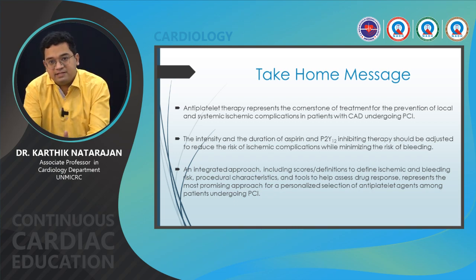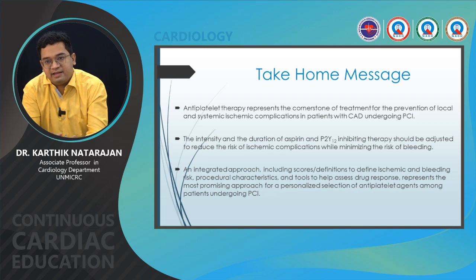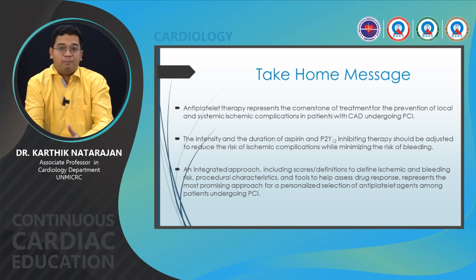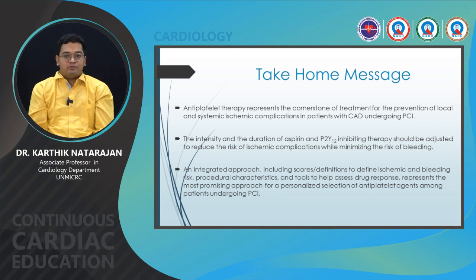See, most of the patients who are elderly and who have CKD, diabetes, all these patients constitute a high ischemic risk as well as high bleeding risk. High ischemic risk because most of these patients have complex CAD, and high bleeding risk because of their associated risk enhancers, and hence an integrated approach including scores, definitions to define ischemic and bleeding risk, procedural characteristics and tools to help assess drug response represents the most promising approach for a personalized selection of antiplatelet agents among patients undergoing PCI.